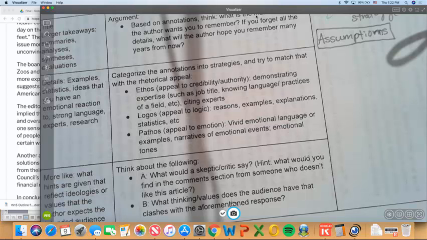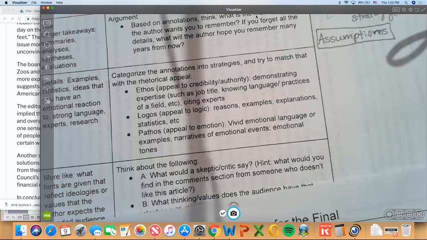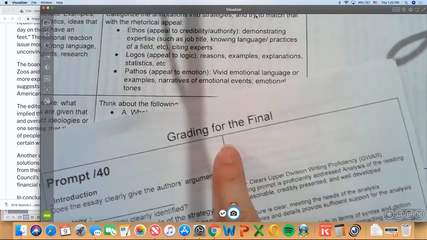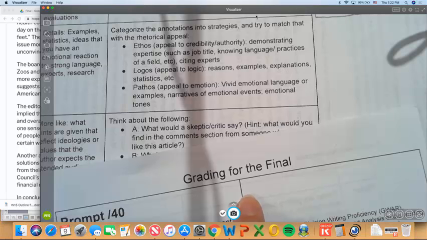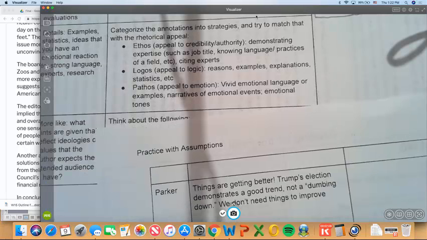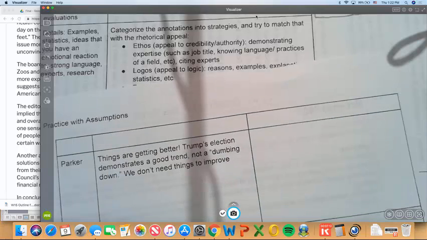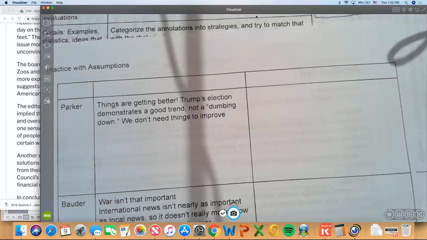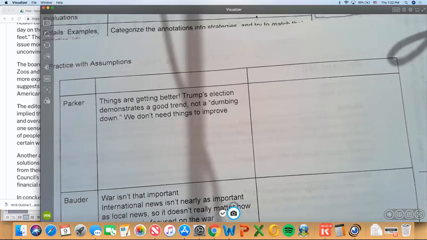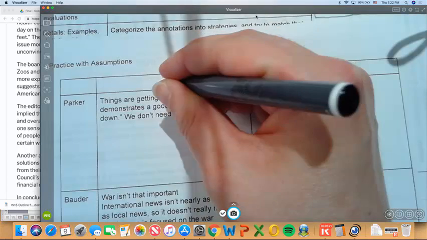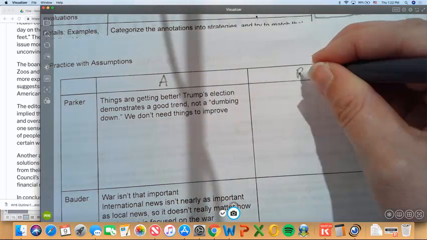So the thinking process is A, so that you can get B. What thinking or values does the audience have that clashes with the aforementioned response? So what's the opposite? What's the response that someone would give? And on the back of the grading paper, you have these examples, or this process, to help you think about what the assumptions are, because I've given the different articles, and here are some proposals for A. So what is B? What is the response?